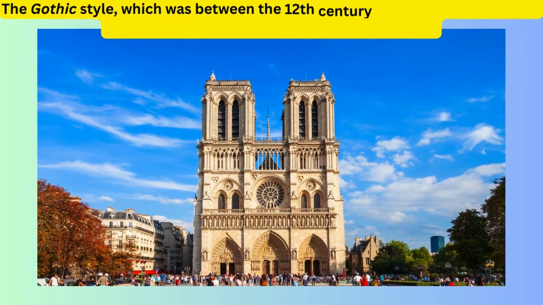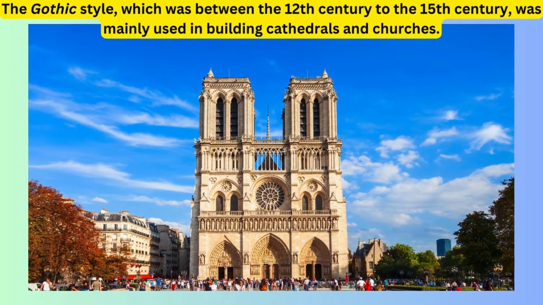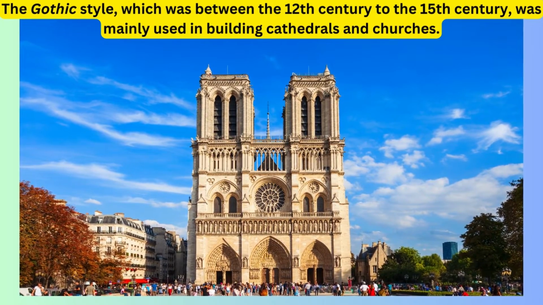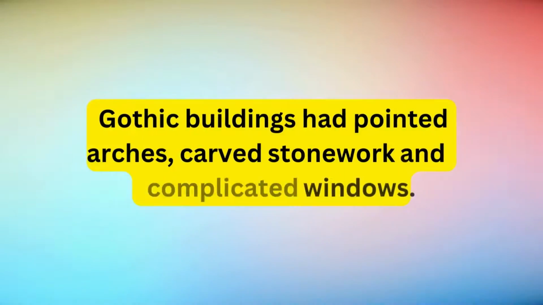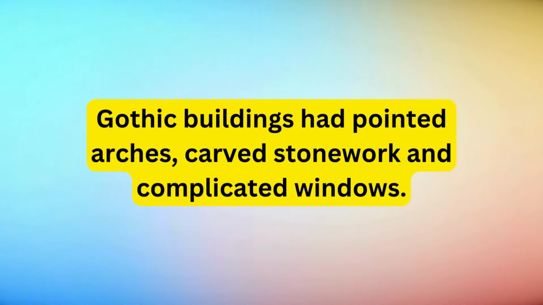The Gothic style, which was between the 12th century to the 15th century, was mainly used in building cathedrals and churches. Gothic buildings had pointed arches, carved stonework, and complicated windows.